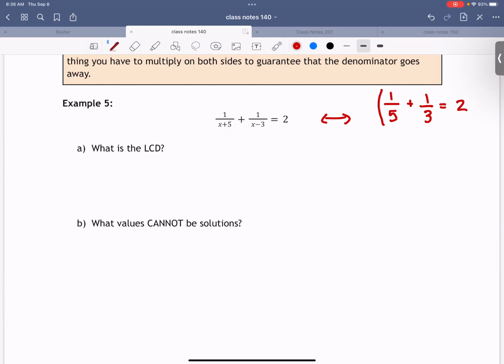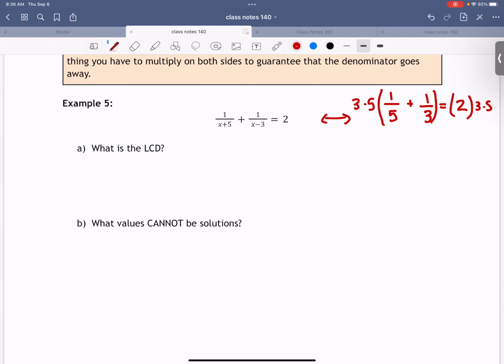Perfect. So I could literally multiply both sides by 3 times 5, right? And that would ensure that the denominator would be canceled. Does everyone kind of see that? Okay. Any guesses on the fractional exponent this time? What should my LCD be?